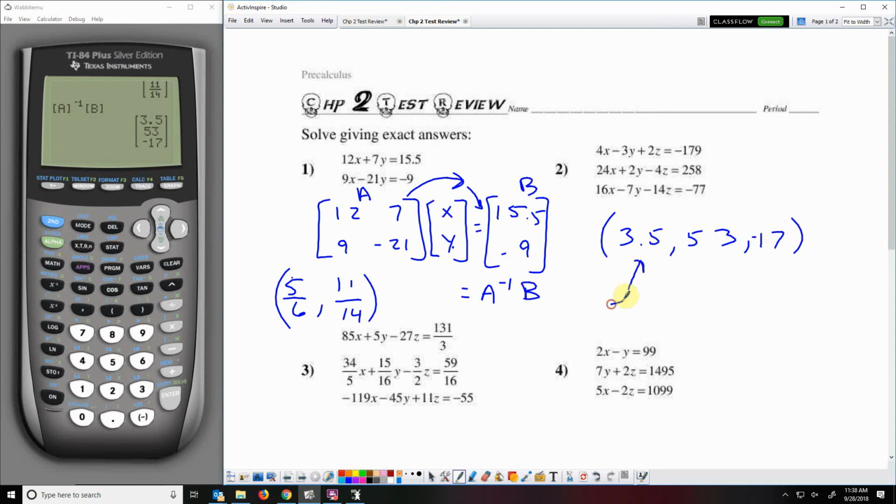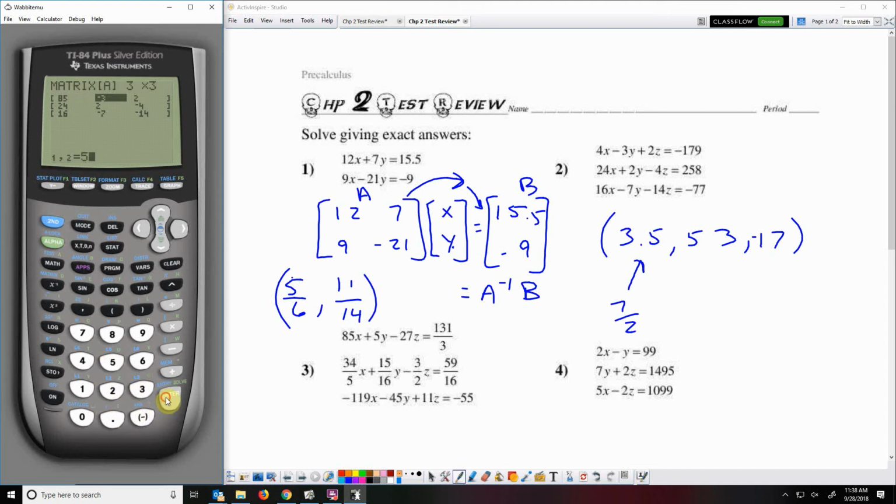So this one I could put in 7/2, and I can get that easily by doing math, enter, enter. It gives me that fraction. Okay, my third one, these are pretty nasty equations right here, but with the calculator, they will not be a problem. So matrix, edit matrix 1, we're going to keep it as a 3 by 3.